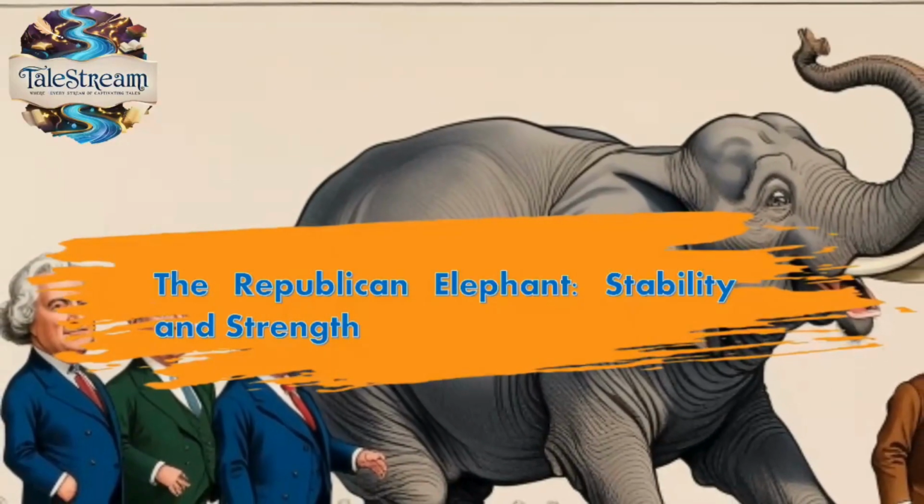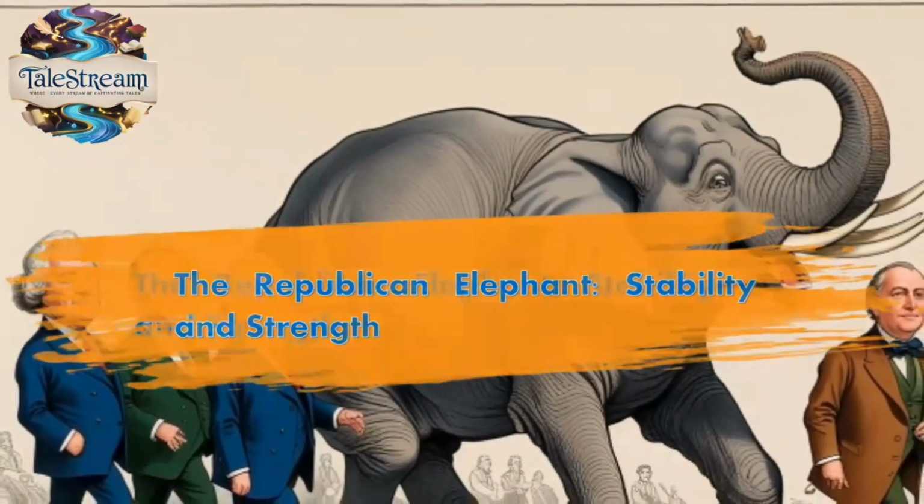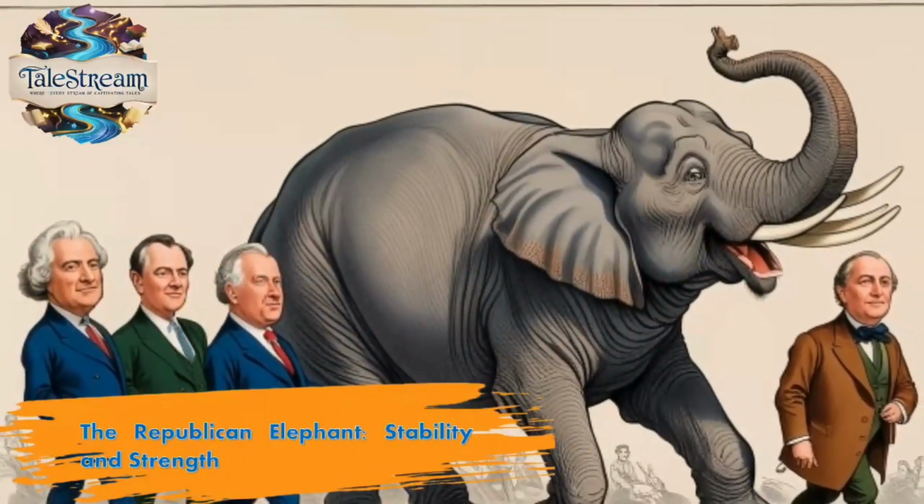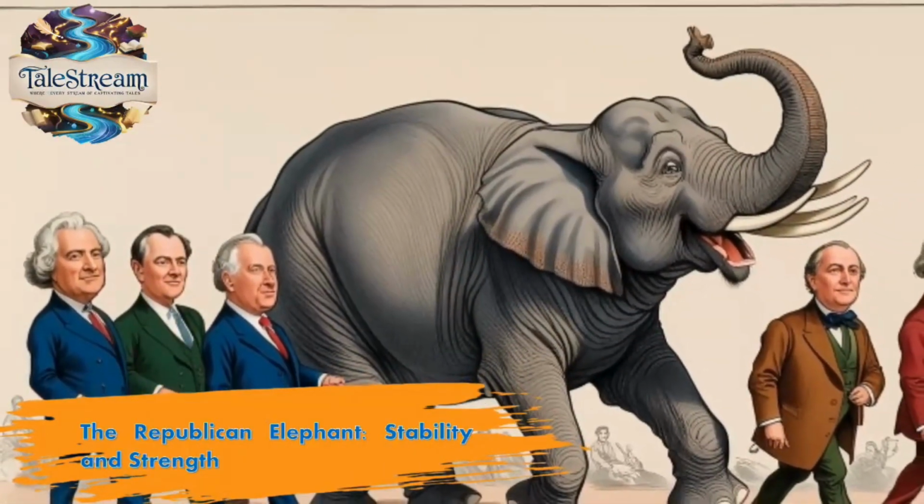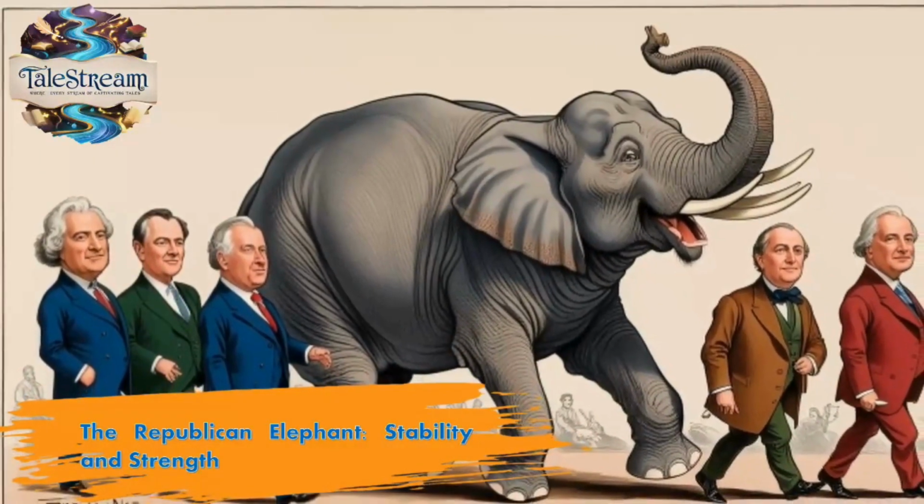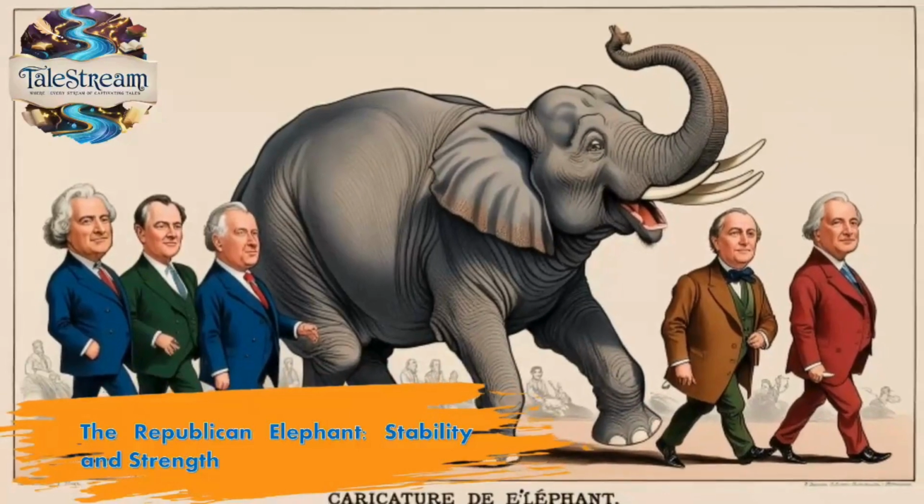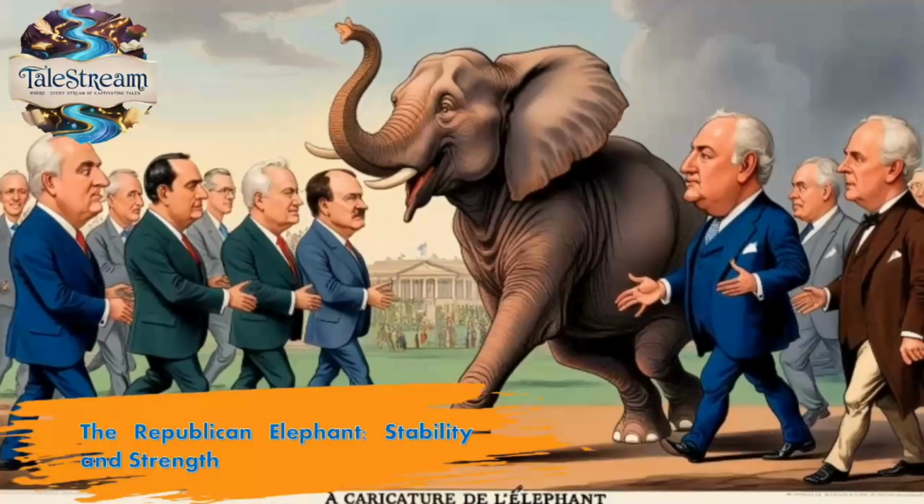The Republican Elephant: stability and strength. Birth of a symbolic giant. In 1874, Thomas Nast introduced the elephant to represent the Republican Party. Through his cartoons, the elephant came to embody strength and stability, values that Republicans sought to convey.